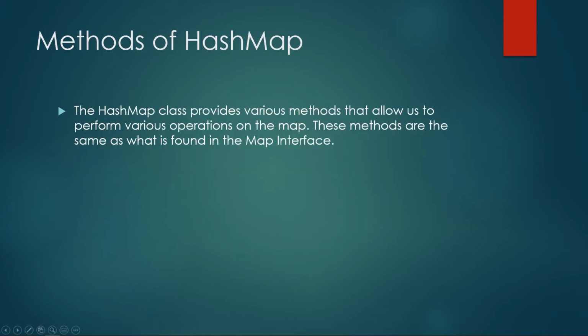So moving on, the methods of a hash map. The hash map provides various methods that allow us to perform various operations on the map. These methods are the same as what is found in the map interface. So there's nothing new.